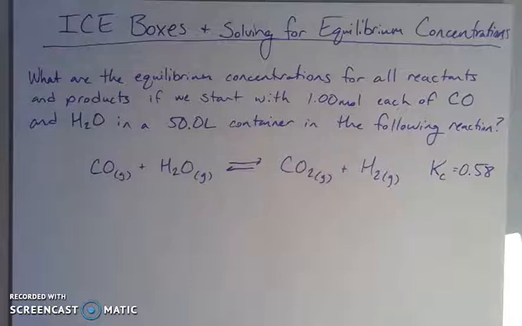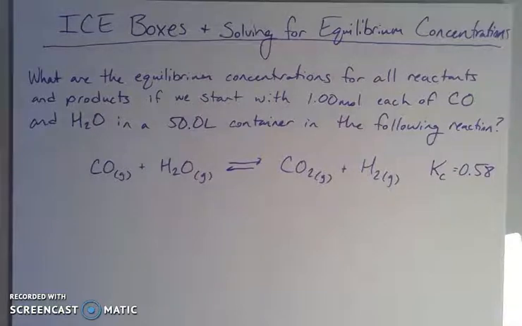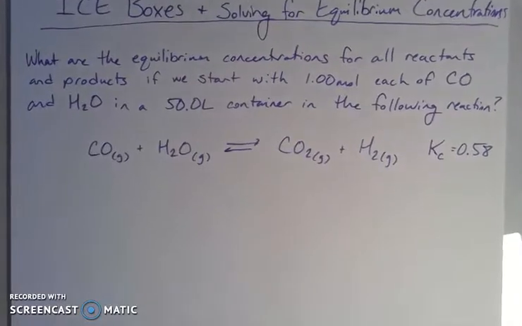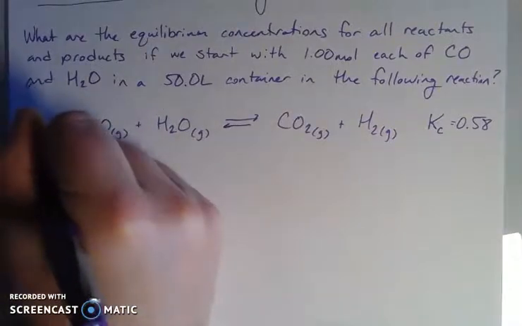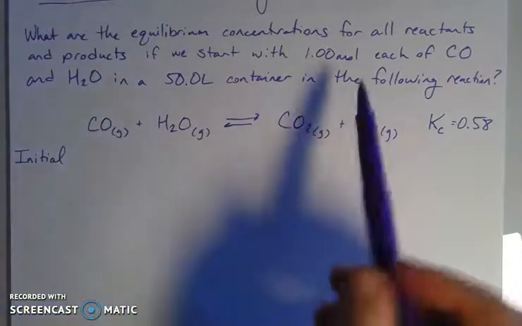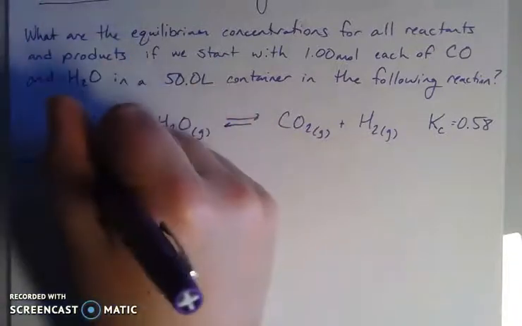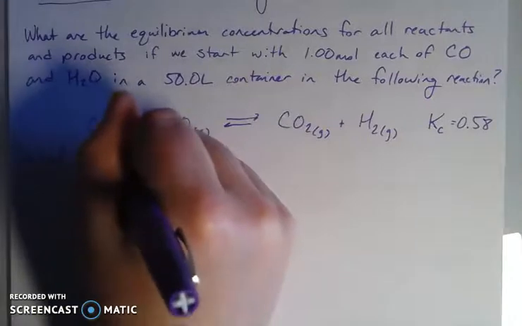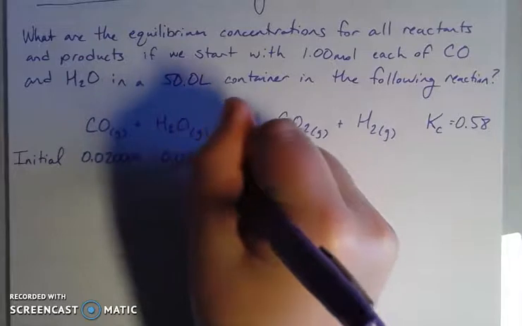So I know how much concentration-wise I'm starting off with. I have 1 mole in 50 liters of each. So I'm going to have to do a calculation there to get my concentration. And I need that initial concentration for my first line. So my setup here, and hence the term icebox, is I'm going to start off with my initial amounts. I for initial. So if I take my 1 mole and divide it by 50 liters, moles per liter gives me molarity, then it means I start with 0.02 molar carbon monoxide and 0.02 molar water vapor.